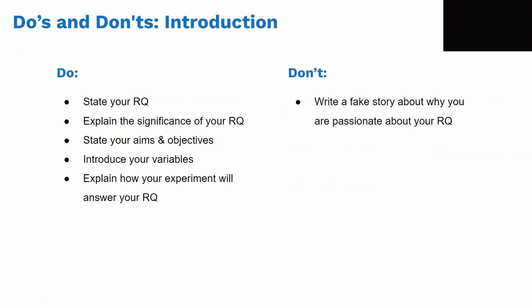You should introduce your variables and give a brief explanation of how you're going to investigate them. The complete explanation of how you control and change your variables should be under your methodology. You should also explain how your experiment will answer the RQ. As for don'ts, do not write a fake story about why you're passionate about your RQ. I see many students do this, and it just comes off as phony and it wastes space for your IA.